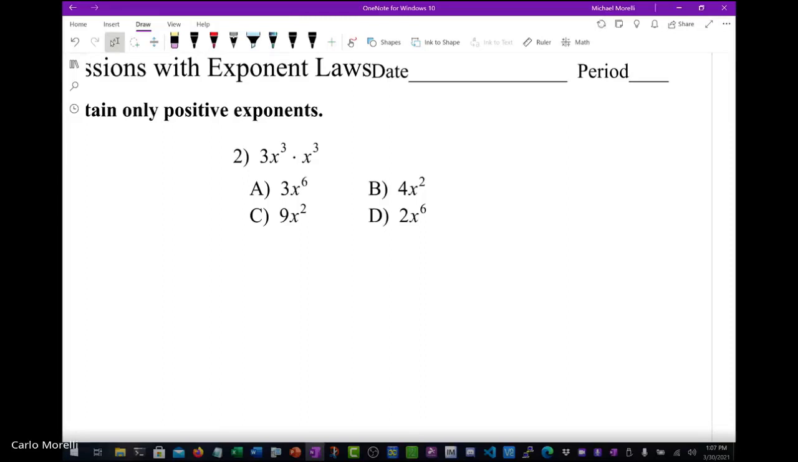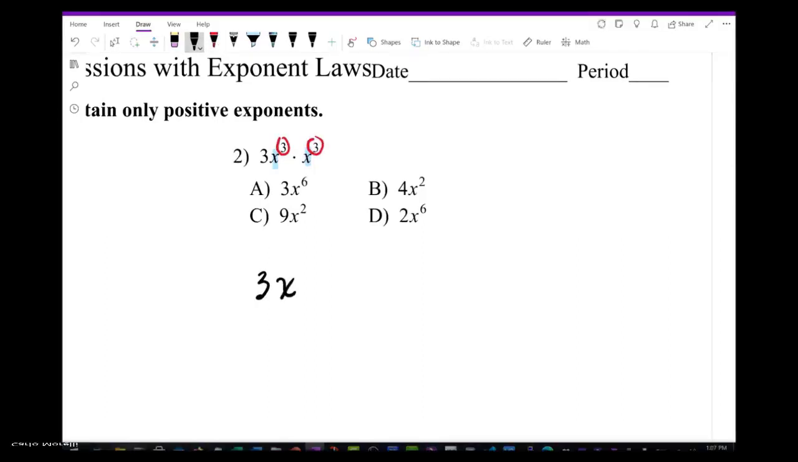Number 2 also uses the product rule. You see that the bases are the same, so we're going to add these exponents. So we have 3x raised to the power of 3 plus 3, which equals 3x raised to the power of 6.